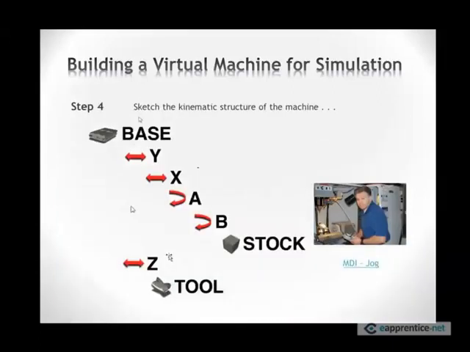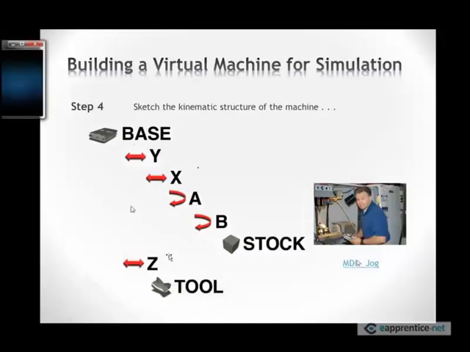Next thing is to actually jog the machine around and then sketch. I usually sketch the kinematic tree on a piece of paper. In this case, the machine has a base, and most machines will have a base. The y-axis is connected to that. It's carrying the x-axis, the a-axis. They are abiding by the standard differently, so the b-axis is actually rotating around z. The stock is sitting on the b-axis. On the other side, we have z-axis and the tool.